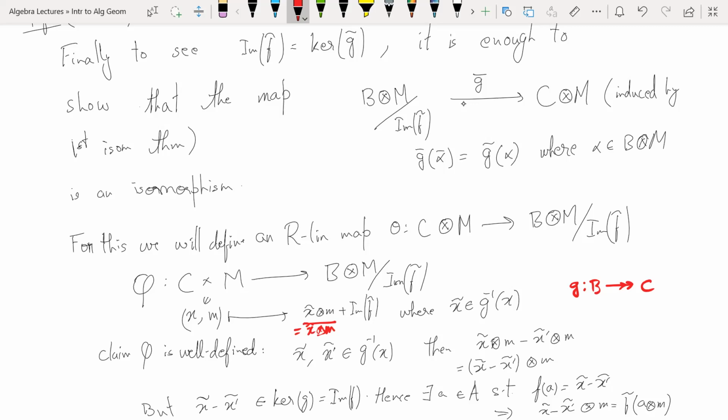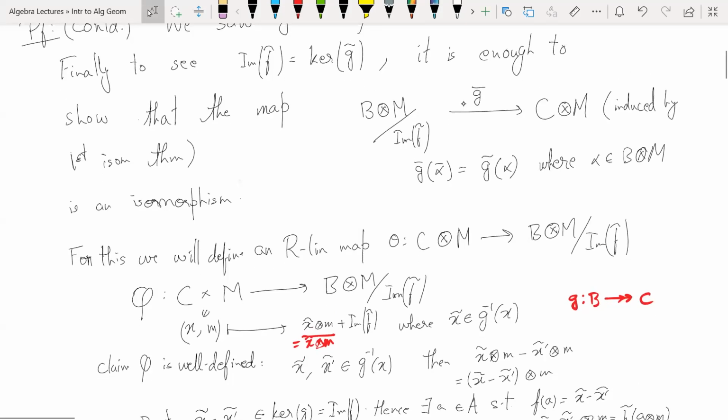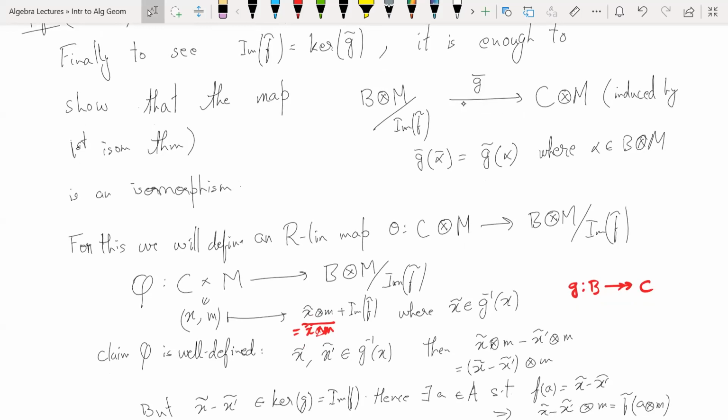First, x tilde tensor m minus x tilde prime tensor m, by basic properties of tensors, is the same as x tilde minus x tilde prime tensor m. But x tilde minus x tilde prime, they map to the same element, so their difference is in the kernel of G. But the sequence A to B to C is exact, so this is in the kernel of G, which is the same as the image of F. So here we are using that A to B to C is exact. Here we use the fact that C to 0 is exact. Here we are using exactness at B.